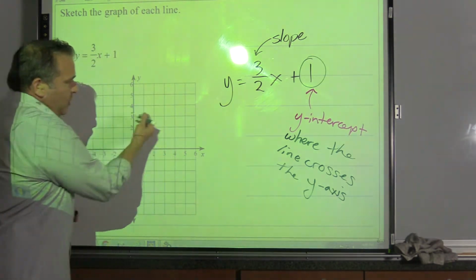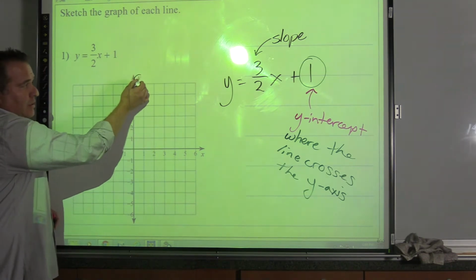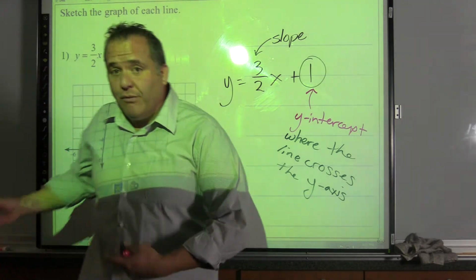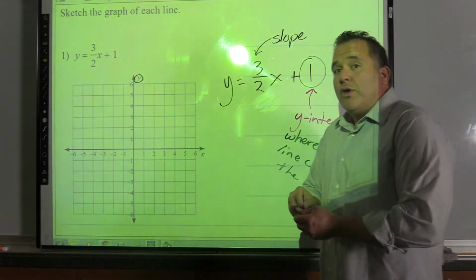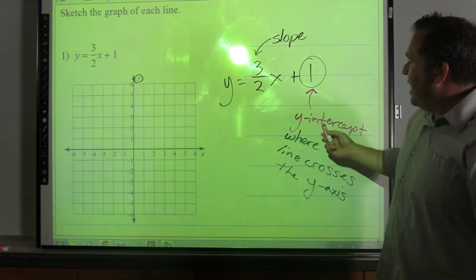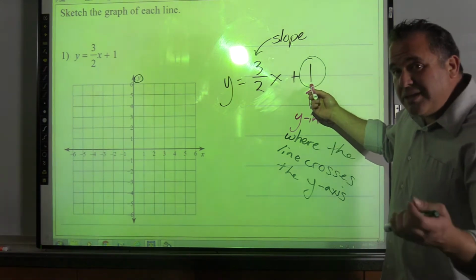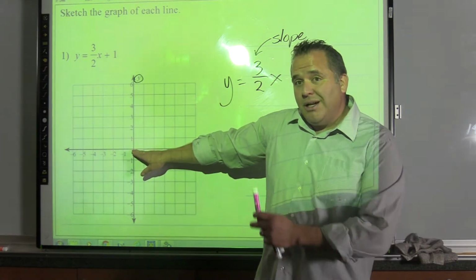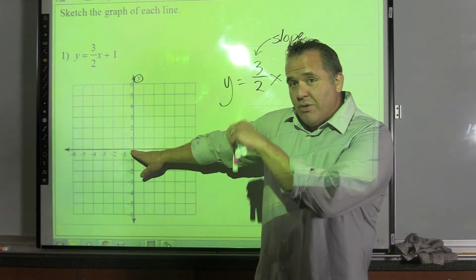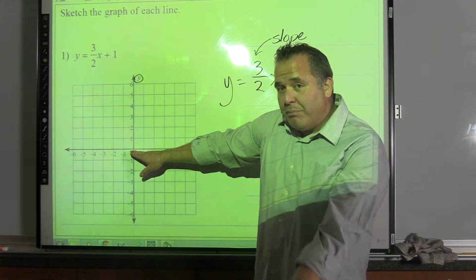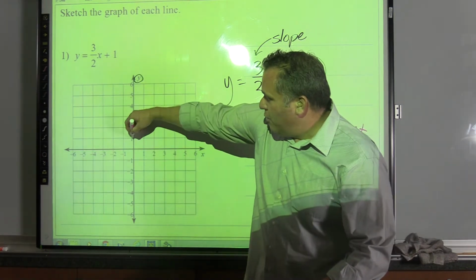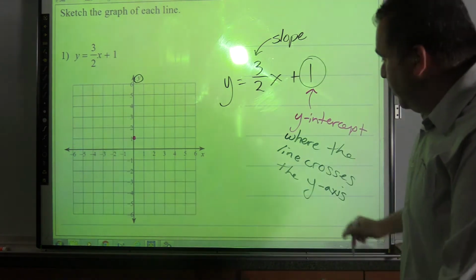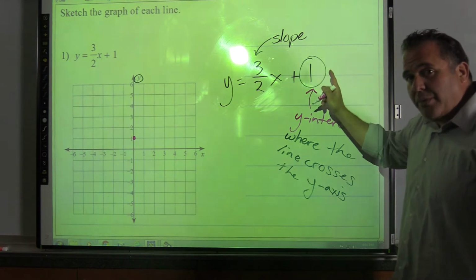Now, where is the y-axis? If you look at your graph right here, your y-axis is right here. It is the line that goes up and down, the vertical axis on this graph. Our y-intercept is 1. So we start at the origin, which is the middle, and it tells us to go up if it's positive or down if it's negative. Because it's a positive 1, I'm going to go up 1 and put a point right there at positive 1.